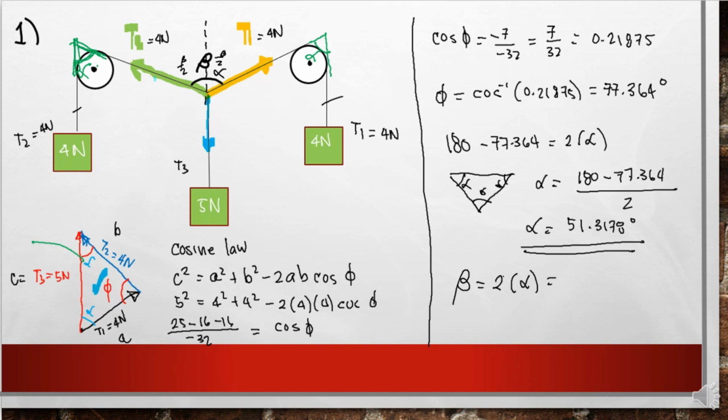That will be 2 times 51.3178. Beta is equal to, let me try to grab a calculator. So that will be 51.317 times 2, and that will be 102.6356. So this will be our beta, and this will be our answer.